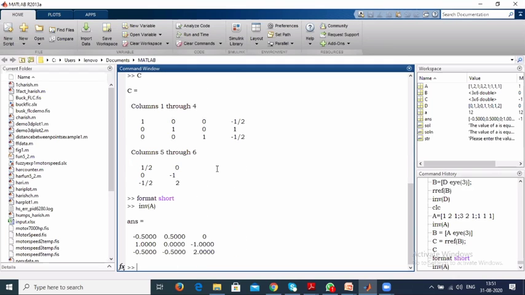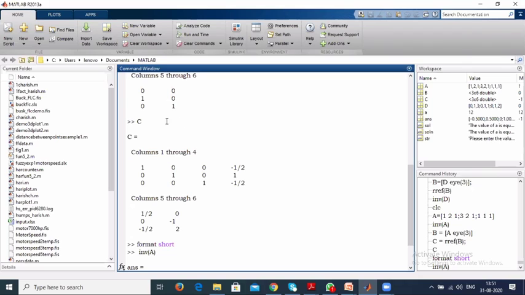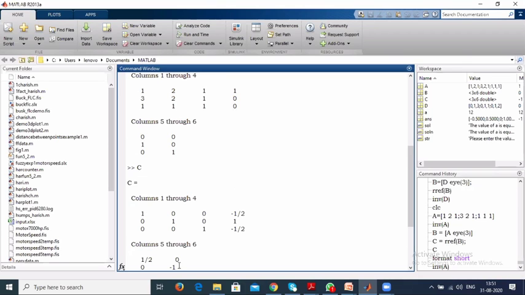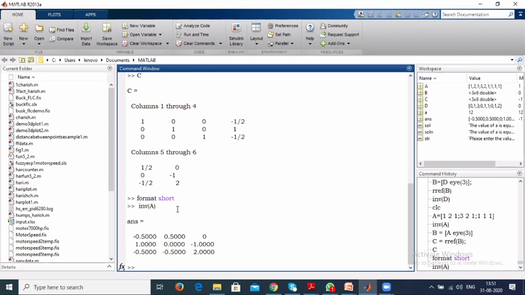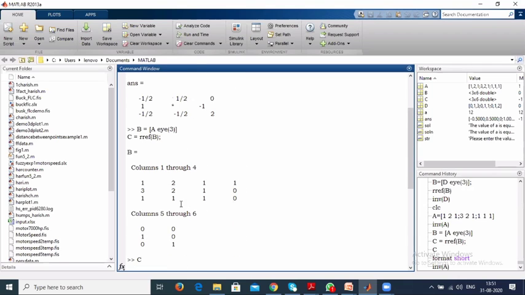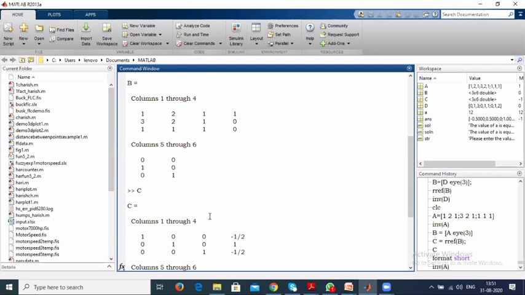Okay. Now, if I use the echelon method, the same method is followed here, but we have to use the command rref of B. So it will generate this matrix here.